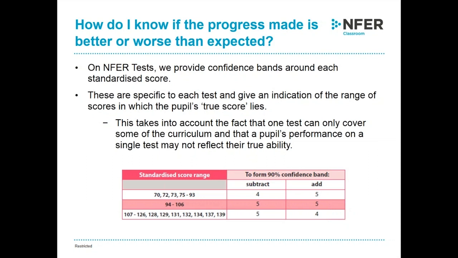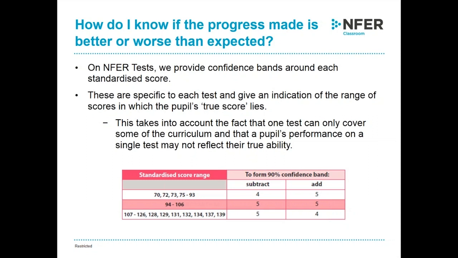And this takes into account the fact that one test can only cover some of the curriculum. For example, there are aspects of the curriculum that cannot be assessed in the written test. And also that a pupil's performance on a single test may not reflect their true ability. For example, they may have had a poor night's sleep or have just come back from holiday, and they're not really showing what they can do in maths on that particular day. So the confidence band is a range of figures around the standardised score in which we have a 90% confidence that the pupil's true score will lie.